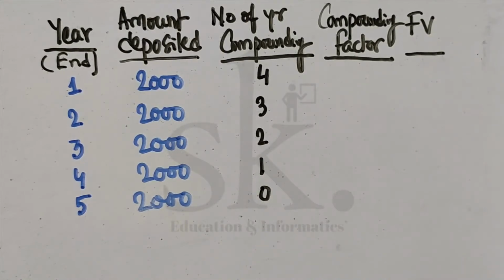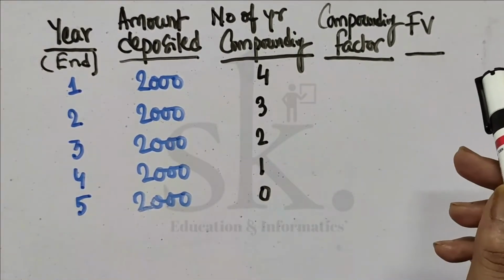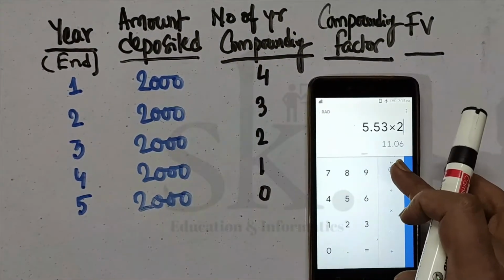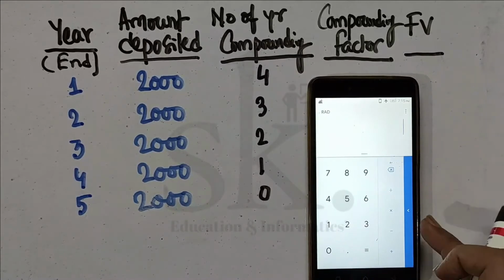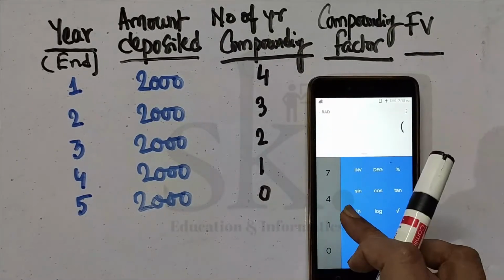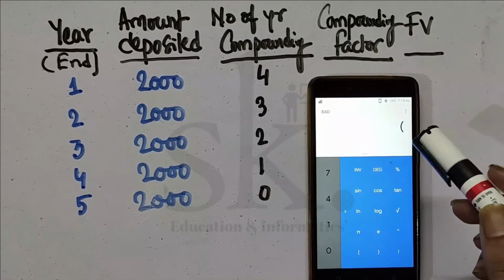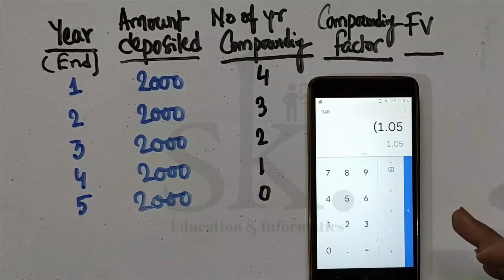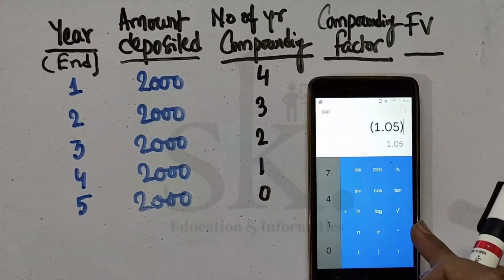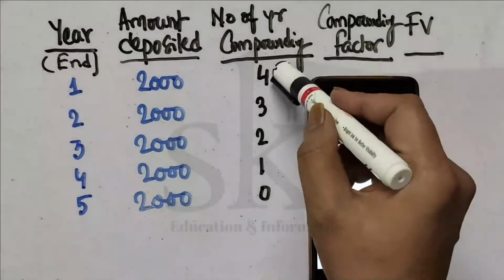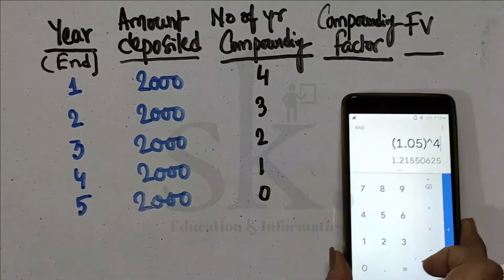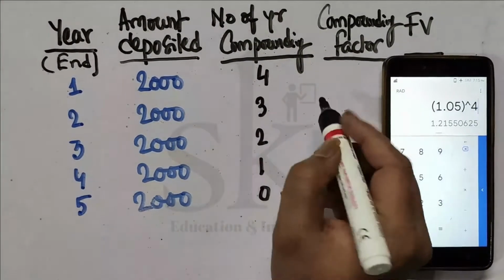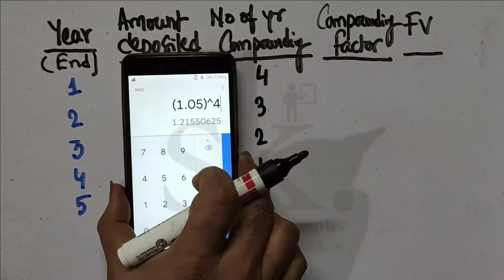Now we also require to find out the compounding factor using the formula. So how the formula is 1 plus i to the power n. So we use a bracket, because why I'm using the bracket? I'm using the bracket because there is a power. So 1.05 to the power, first one is for 4 years, so for 4. So it's coming 1.21.